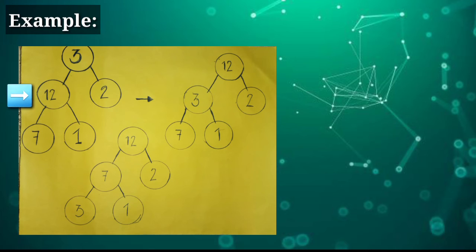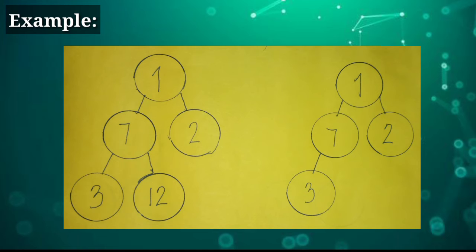12 is already largest. 12 is greater than 3, so we swap 3 and 12. Next is 7 is greater than 3, so we swap 7 and 3. Once the heap is created, we swap the root node with the last node and delete the last node from the heap. So first node is 1 and the last node is 12. So we delete the last node, which is 12.